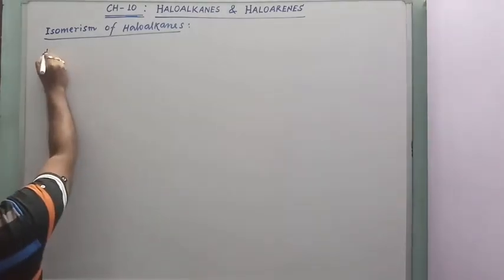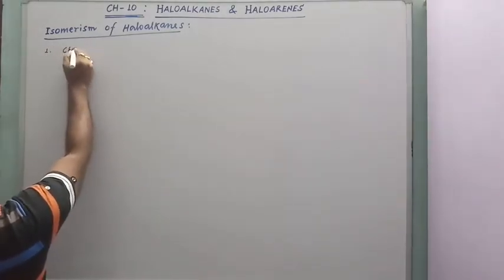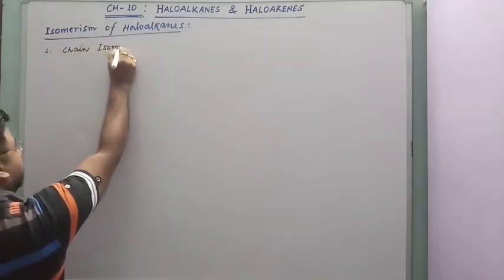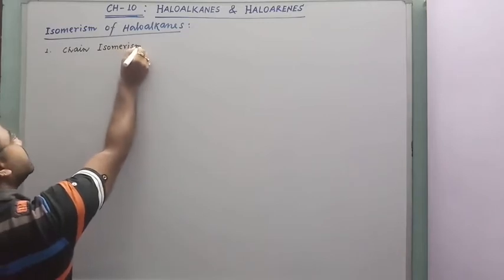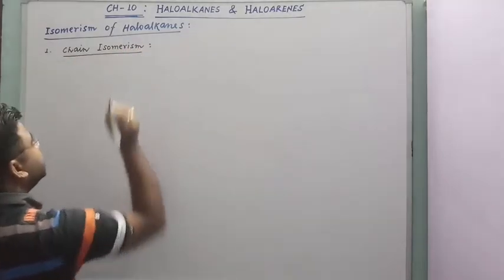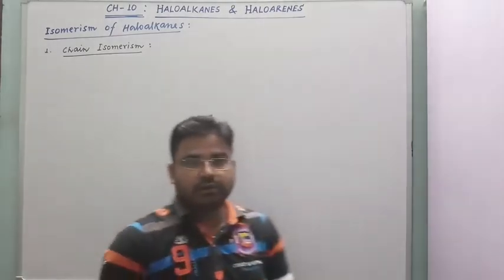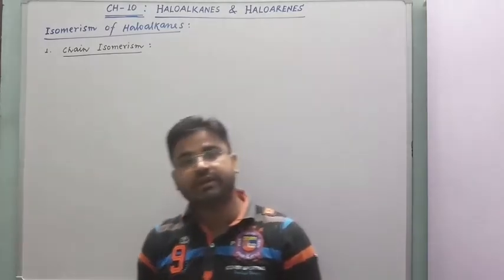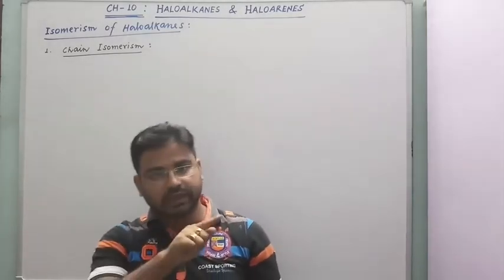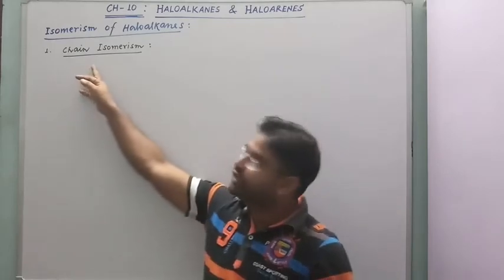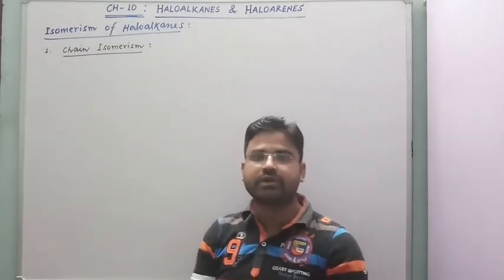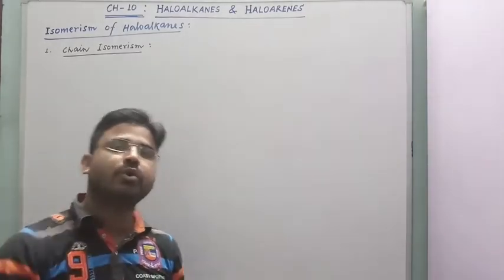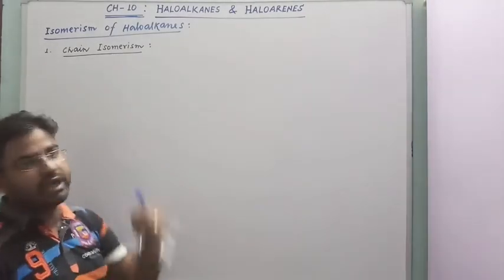So, number one, chain isomerism. What are chain isomers? Two or more compounds having the same molecular formula but different number of carbon atoms in the principal chain are called chain isomers, and this phenomenon is called chain isomerism. So, haloalkanes having four or more carbon atoms can show chain isomers only.